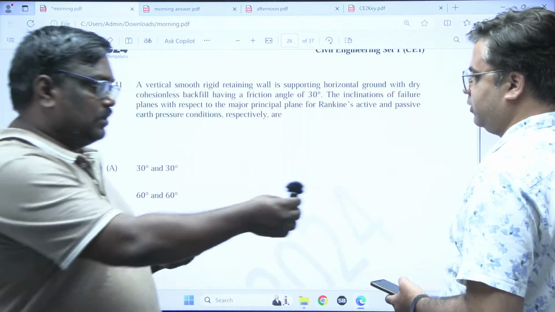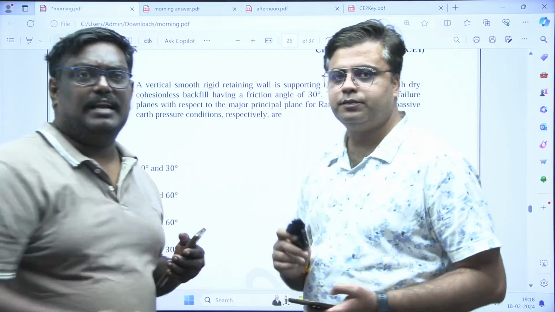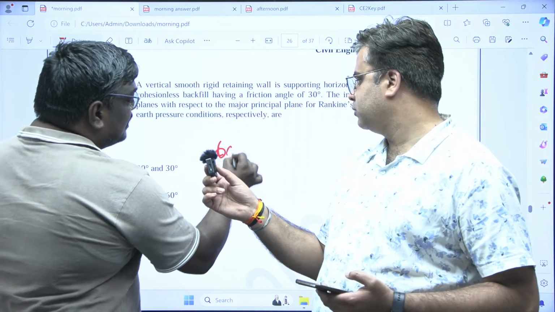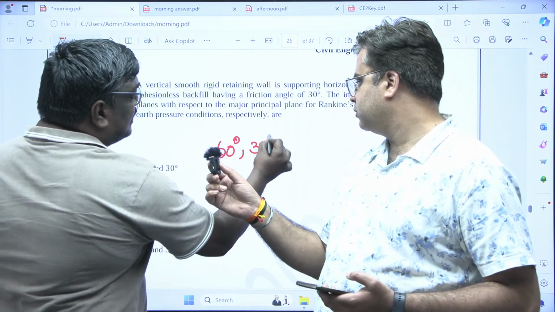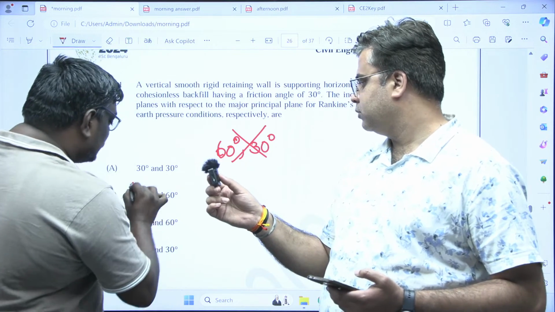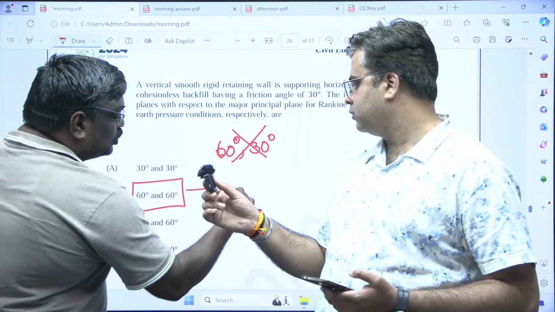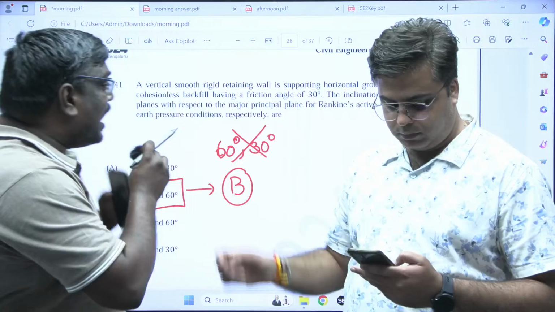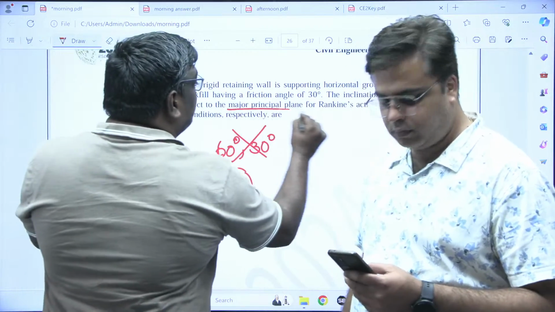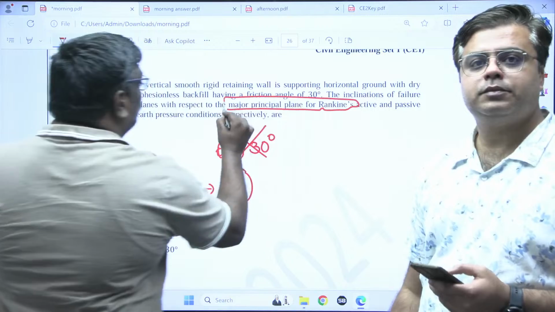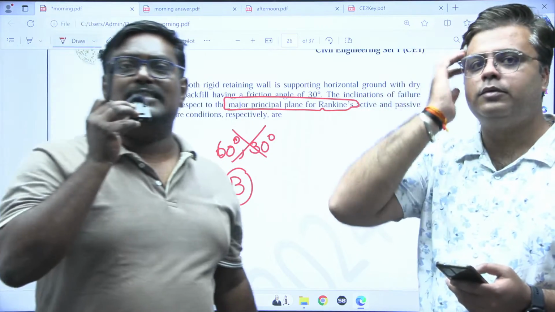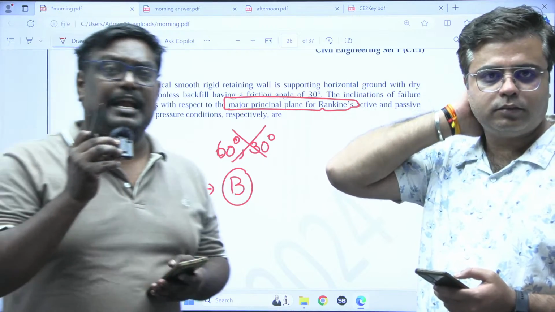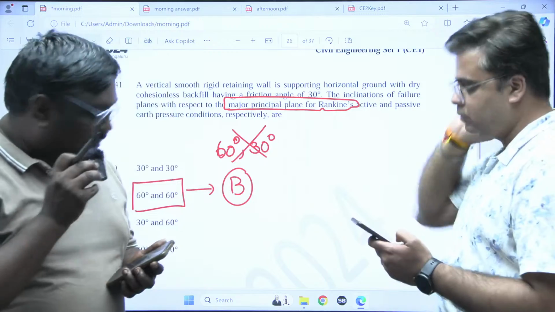Number 51. See, students, let me tell you one important thing. Yesterday I told you some of the students might have written 60 degrees and 30 degrees. This is absolutely wrong. The official key also has given the answer as B. Because, my dear students, here they have asked with respect to the major principal plane. As they have given the words major principal plane, the answer was 60 and 60. So most of the people who think it is 60-30 are absolutely wrong. You can check.